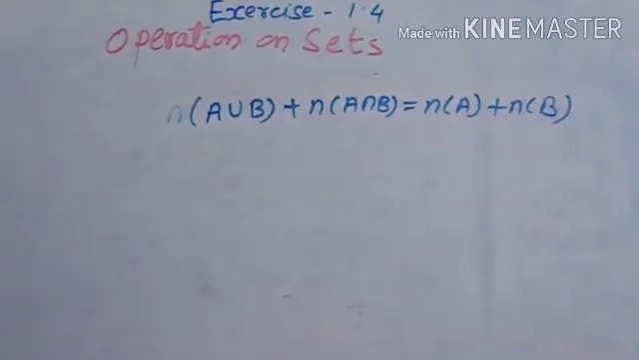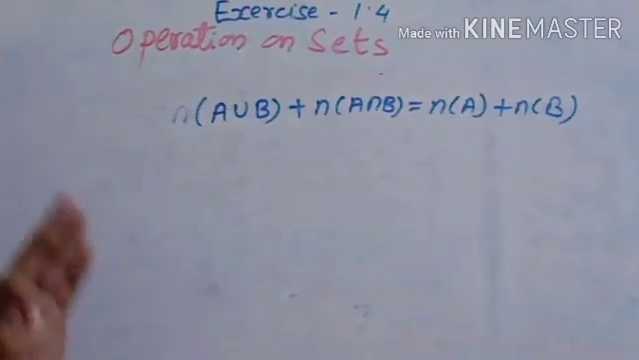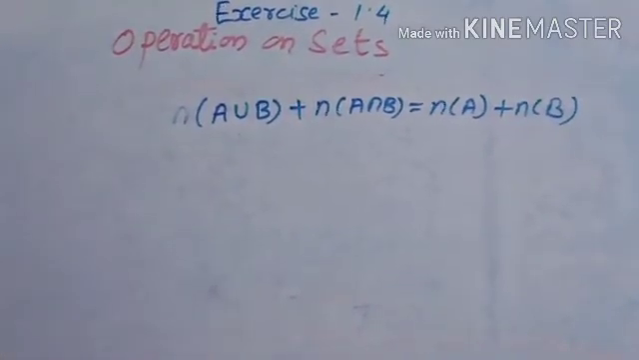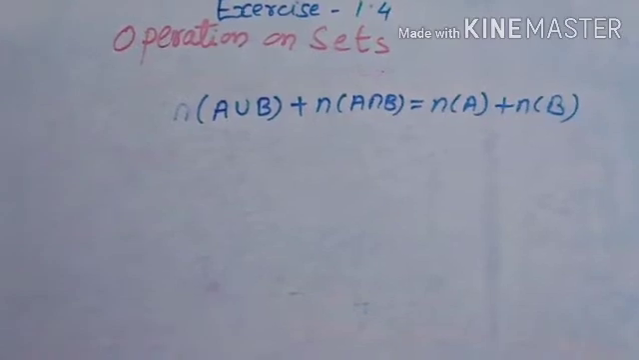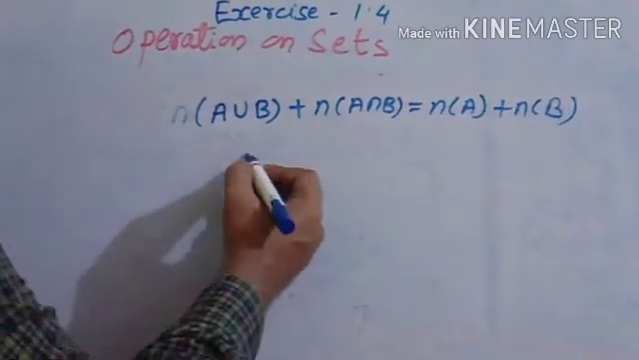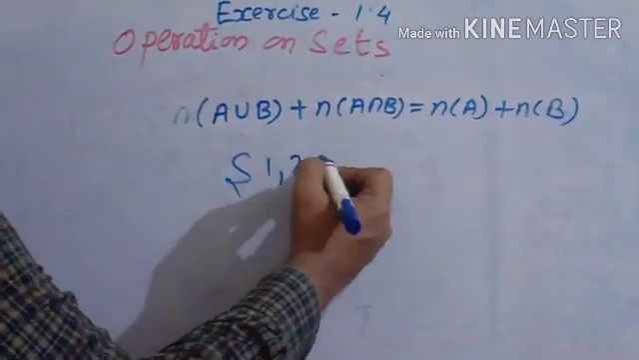Students, what is number of A? What is number of B? Number of A means total elements in set A. Suppose the total elements in set A are 1, 2, 3.